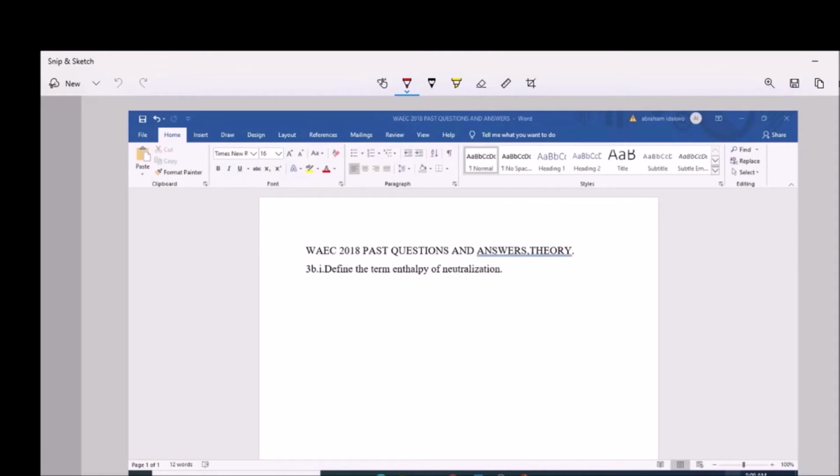The neutralization reaction is a reaction between acid and base to produce salt and water only. Example is when we react sulfuric acid with sodium hydroxide to give sodium sulfate and 2 moles of water. Now, what is enthalpy of neutralization?